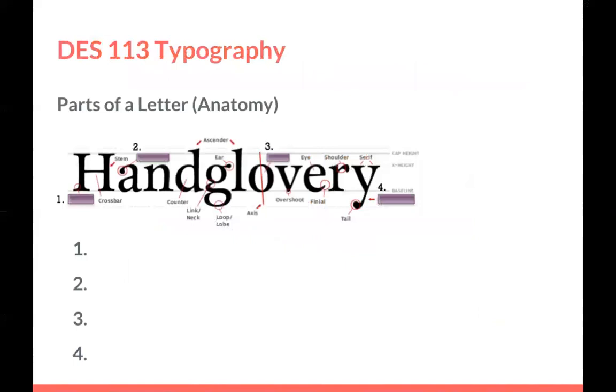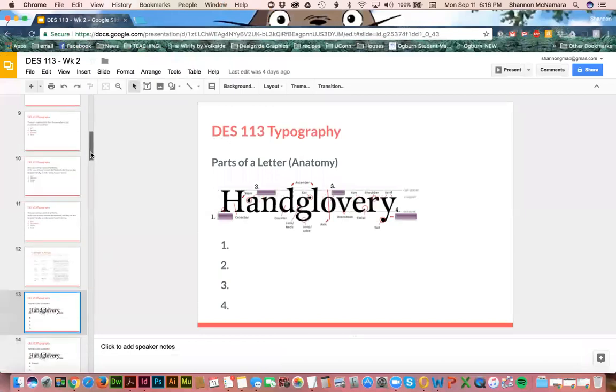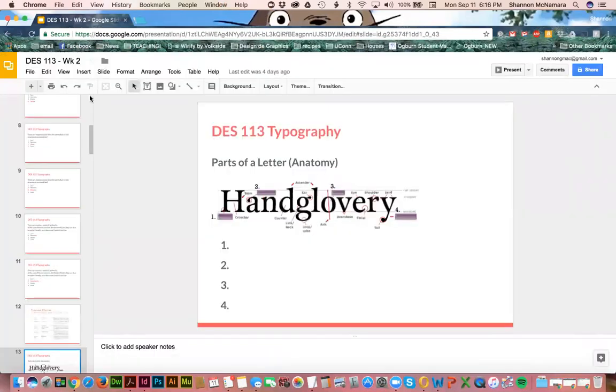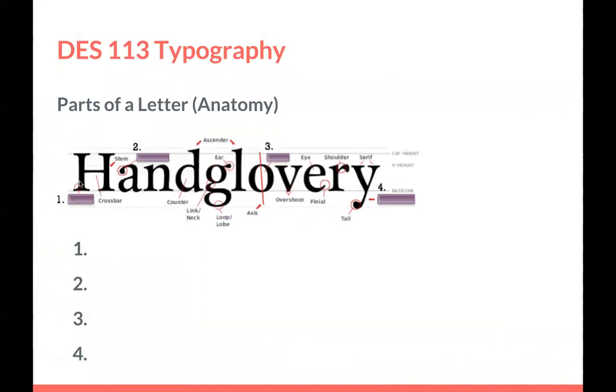So let's talk about, and this is another quiz, the parts of a letter, the anatomy. So this one might be a little bit difficult, but all right. Number one, does anybody know what number one is? What part? And if you look, it's right here with the foot. So if you know the answer, you can either jot it down at home or you can type it into the chat. I'll give a couple of seconds.